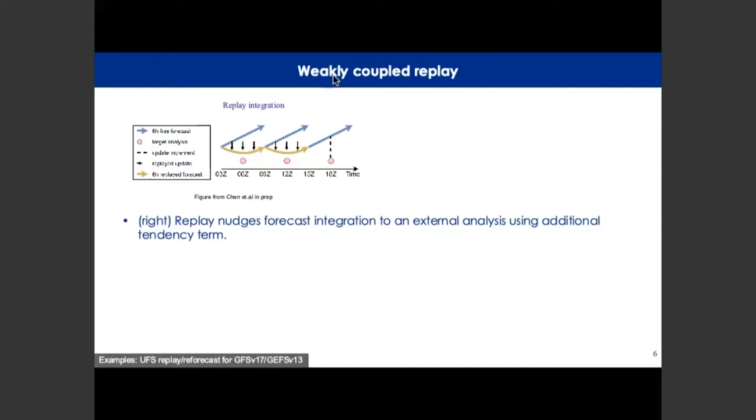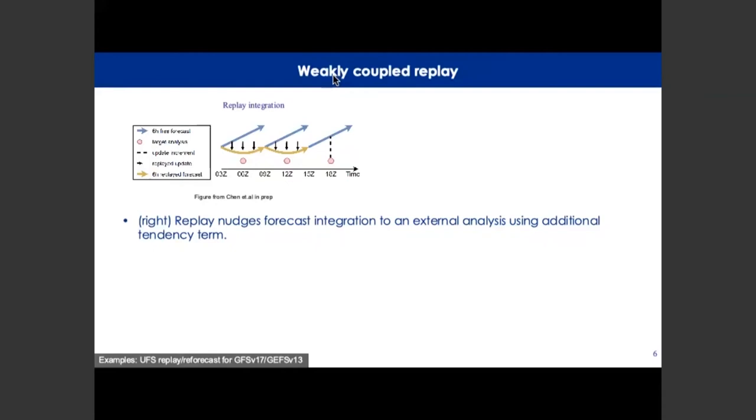So why would you do that? What you could do is take ERA5, which is an uncoupled atmospheric reanalysis, or S5, which is an uncoupled ocean reanalysis, and nudge a coupled model like UFS to it.